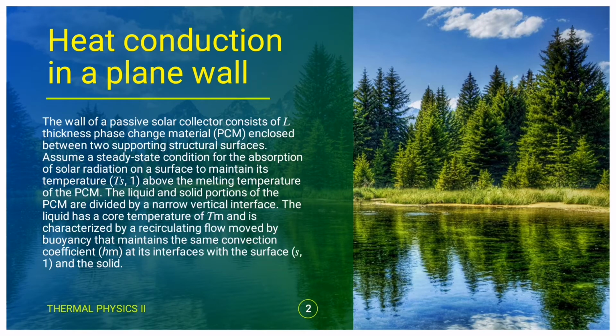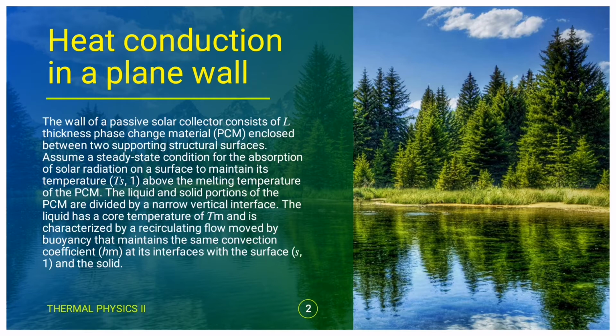It's a heat conduction in a plane wall problem. The wall of a passive solar collector consists of L-thickness phase-change material, PCM, enclosed between two supporting structural surfaces. Assume a steady-state condition for the absorption of solar radiation on a surface to maintain its temperature, Ts1, above the melting temperature of the PCM.